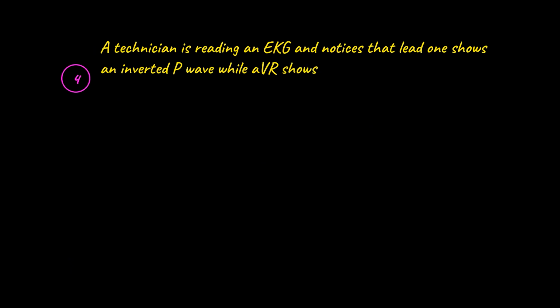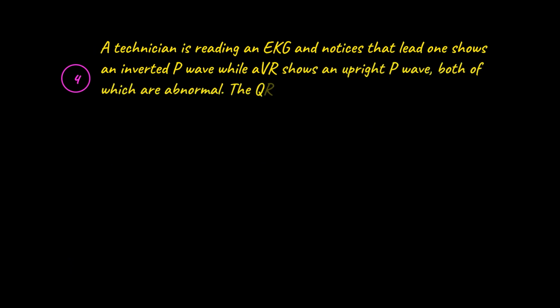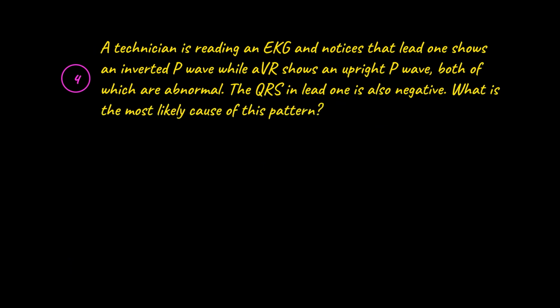Question 4. A technician is reading an EKG and notices that lead 1 shows an inverted P wave while AVR shows an upright P wave, both of which are abnormal. The QRS in lead 1 is also negative. What is the most likely cause of this pattern?